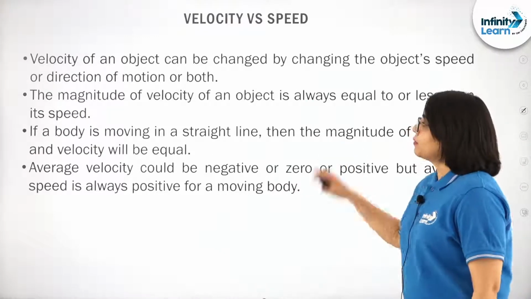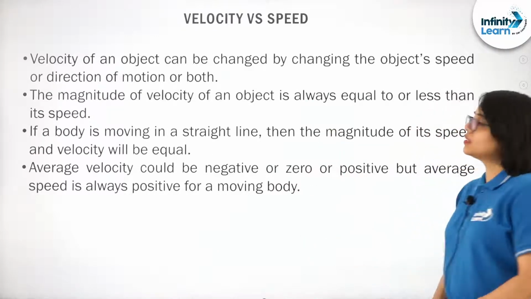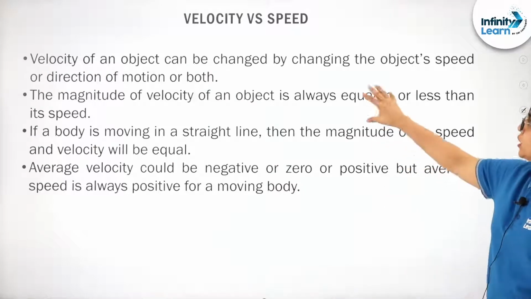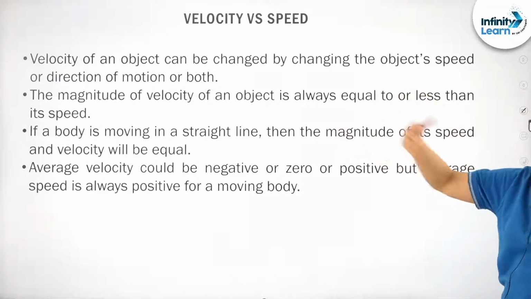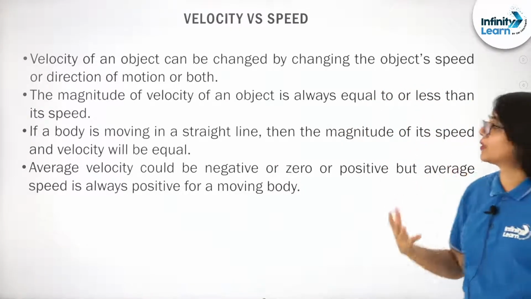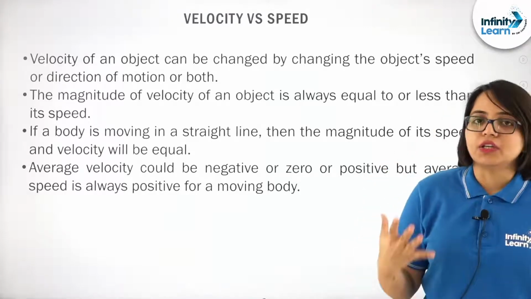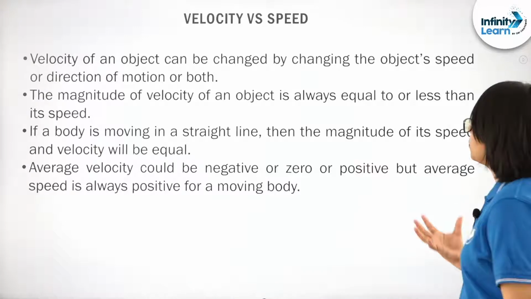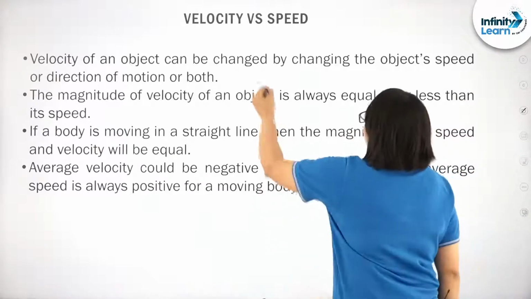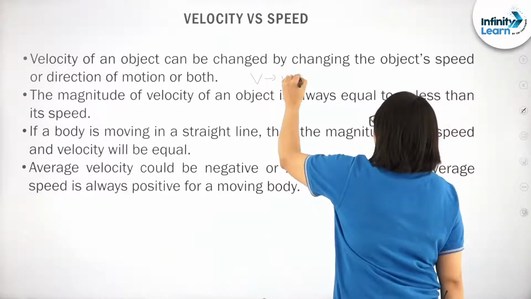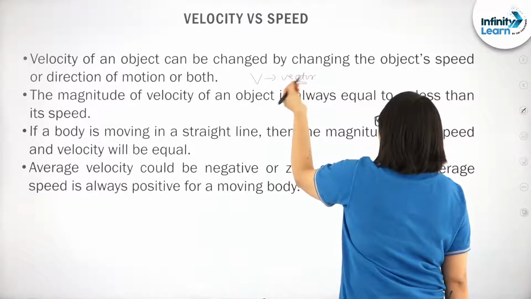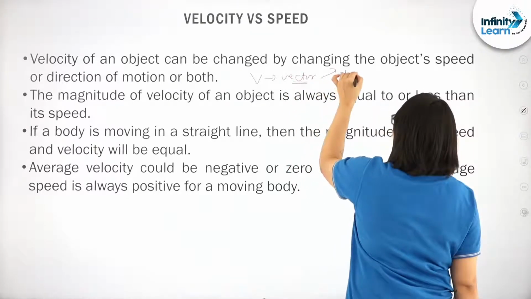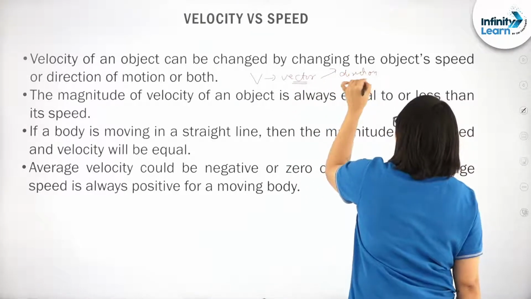Now let's compare velocity and speed. Velocity of any object can be changed by changing the direction of the object, by changing the speed of the object, or by changing both the direction and speed of the object. Why? Because velocity is what? A vector quantity. ठीक है. वेक्टर क्वांटिटी का अगर आप सिर्फ डायरेक्शन भी चेंज करोगे तो क्वांटिटी चेंज हो जाता है.